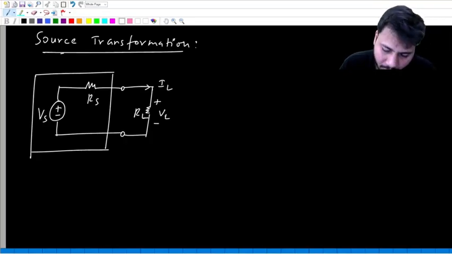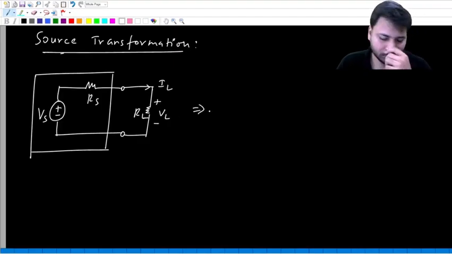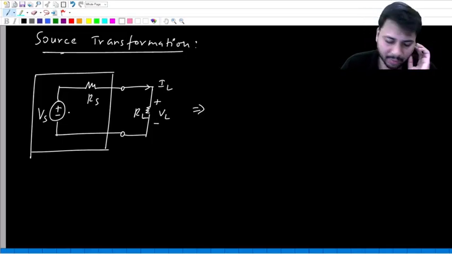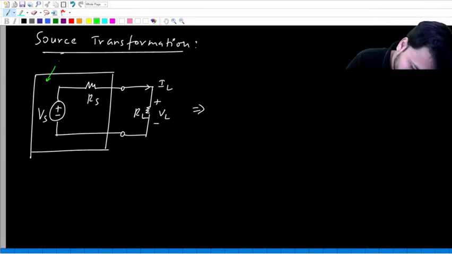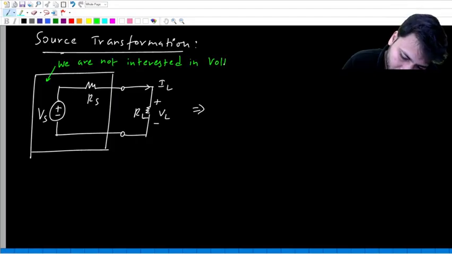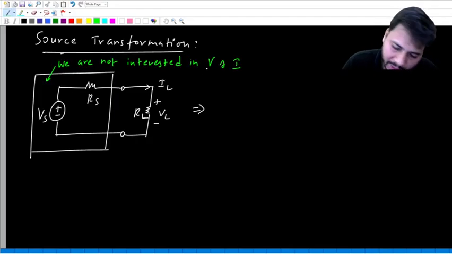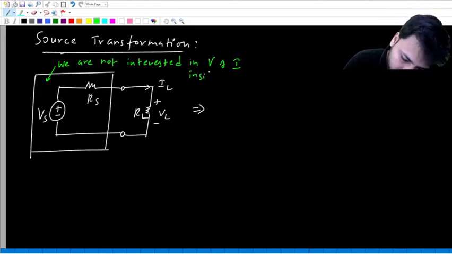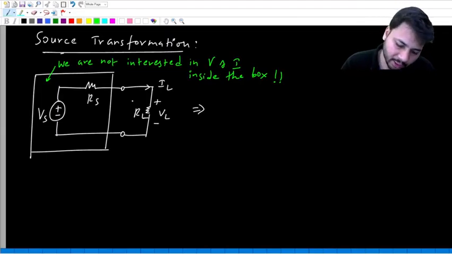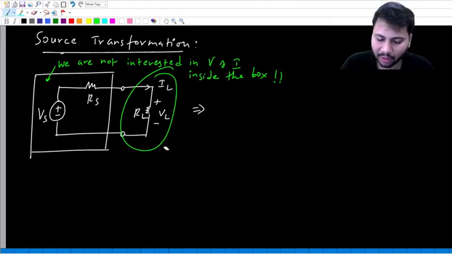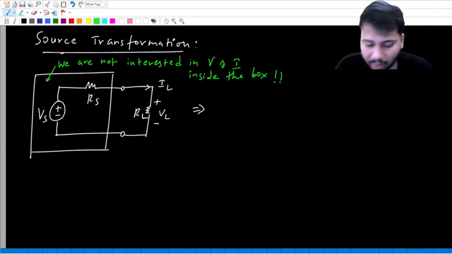If you are interested in the load voltage and the load current, that means you are not interested in voltage and currents inside this box. So be very clear about this. We are not interested in voltage and currents, V and I, inside the box. We are interested in voltage and currents outside the box. Outside the box, right now we have only the load resistance. So we are interested in the load voltage and load current, or maybe the power delivered to the load.